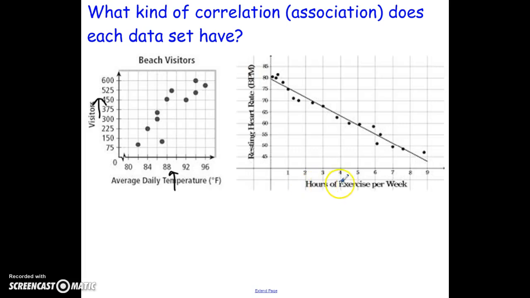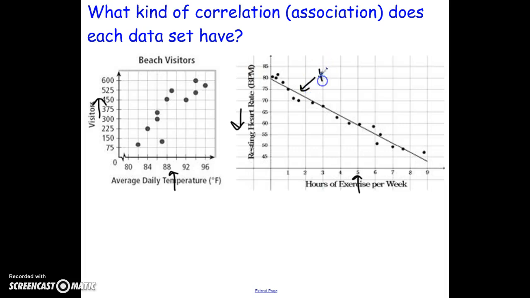On this one, the hours of exercise per week, as that increases, as we move this way down the graph, the resting heart rate decreases, which is what makes this a negative correlation. This would be stronger than this one. The dots are closer to being in a straight line.